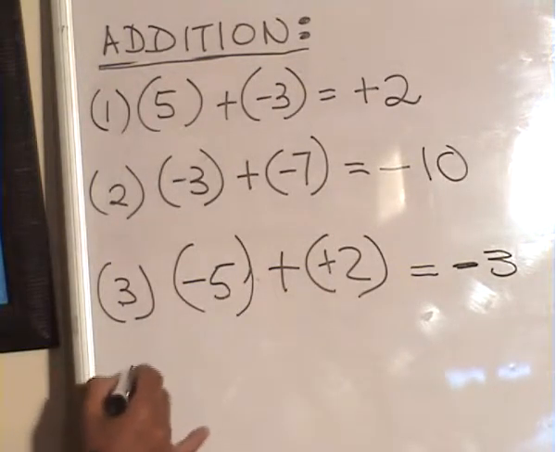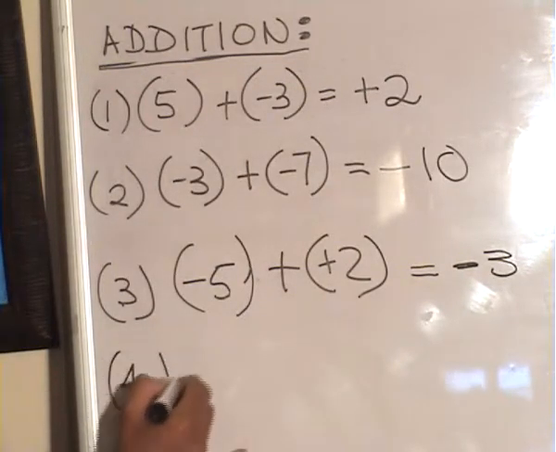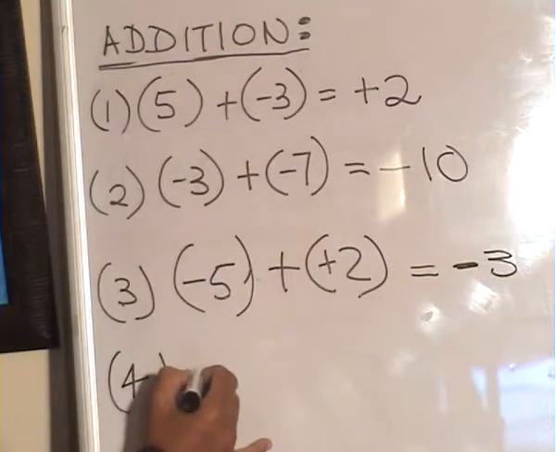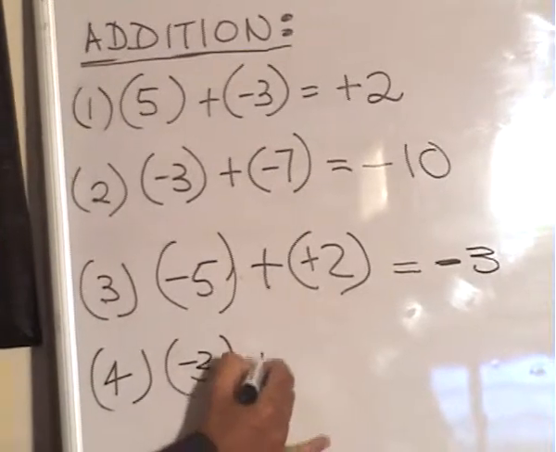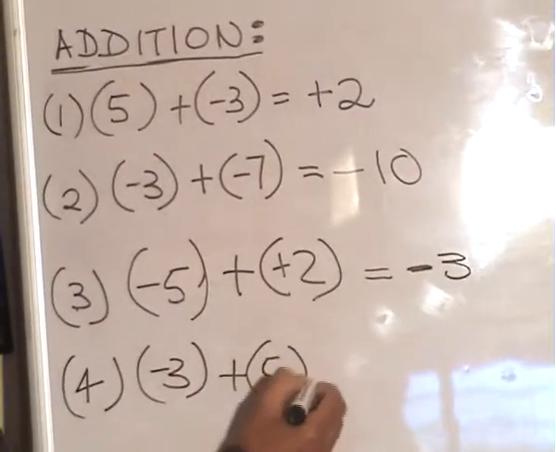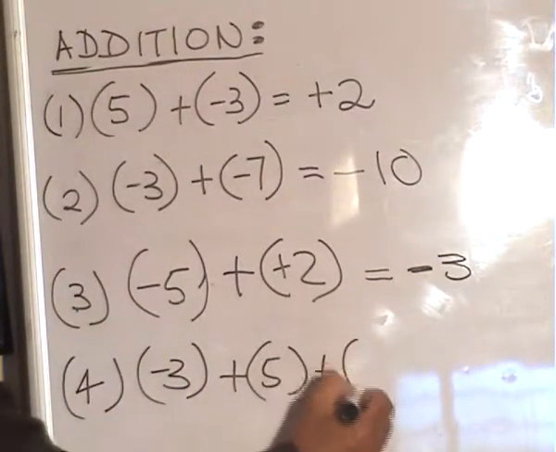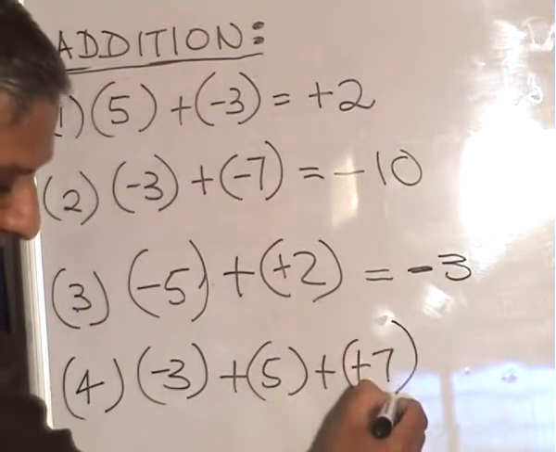Your next example. You can add more than 2 numbers at a time. So if you look at this example, we are adding a number of integers together.